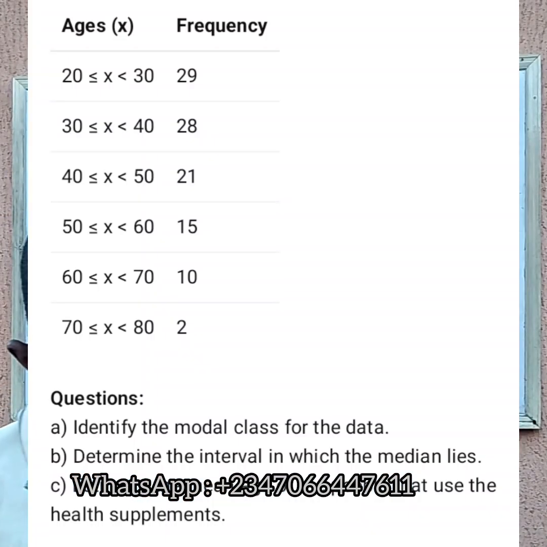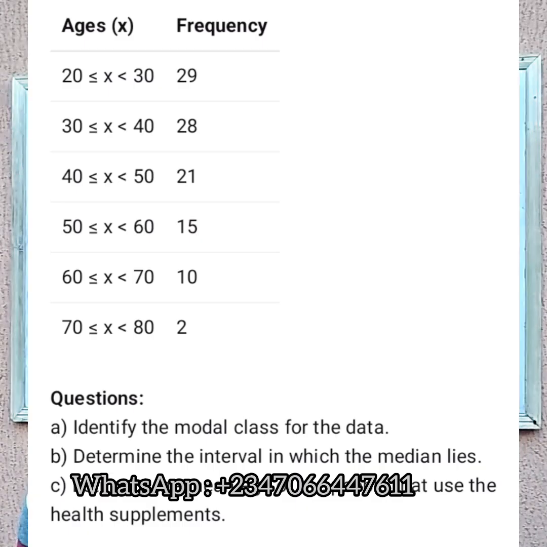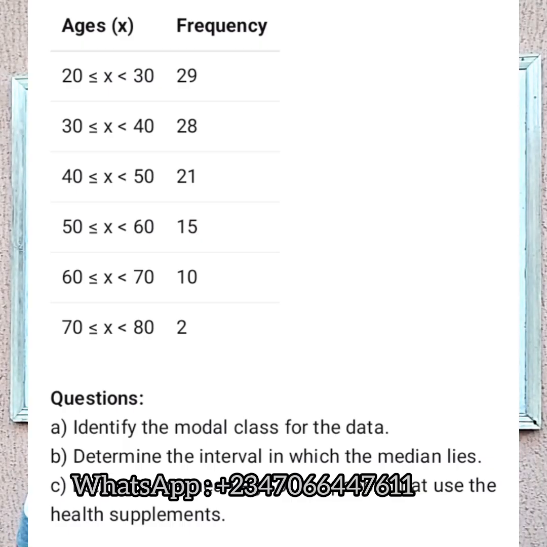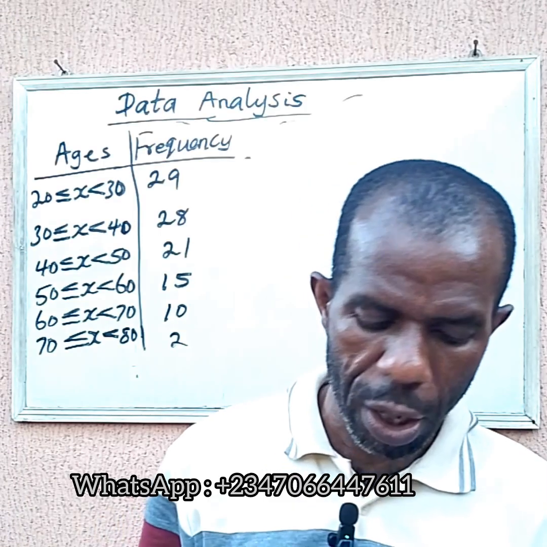Question 1 says, A, identify the modal class for the data. B, determine the interval in which the median lies. C, estimate the mean age of the people that use the health supplements. So we have 3 questions here to answer.